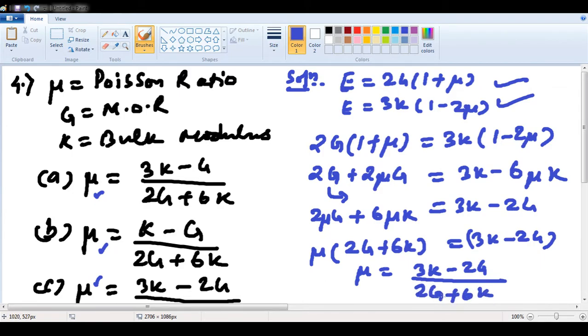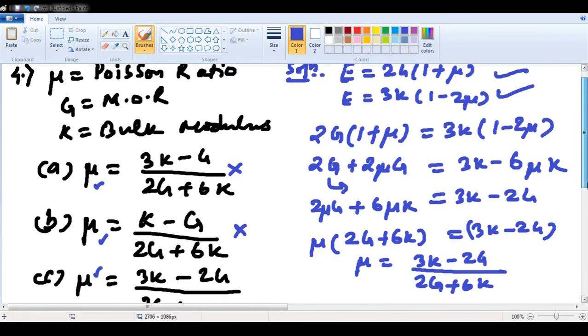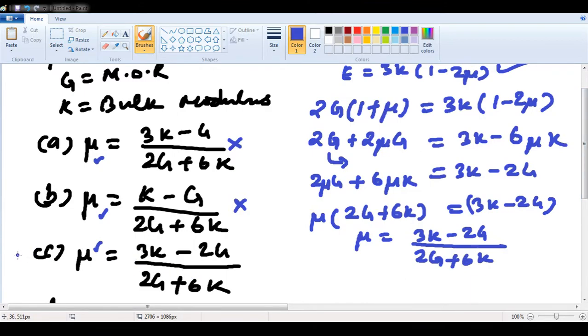So let us check which one is satisfying. 3K minus G, no, this is minus 2G, not satisfying. K minus G, no. 3K minus 2G, yes. Let us check the denominator, 2G plus 6K, yes. So option C is satisfying. So it will be option C, that is 3K minus 2G divided by 2G plus 6K, right? So I hope this is again clear to all, right?